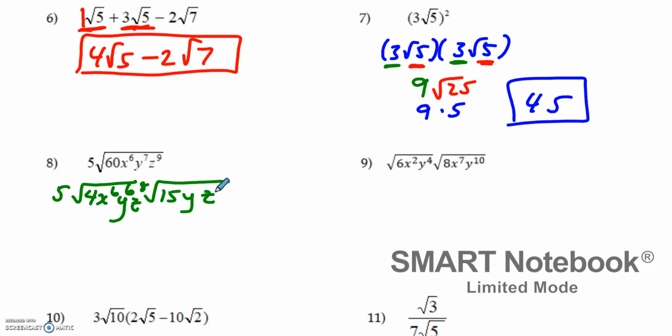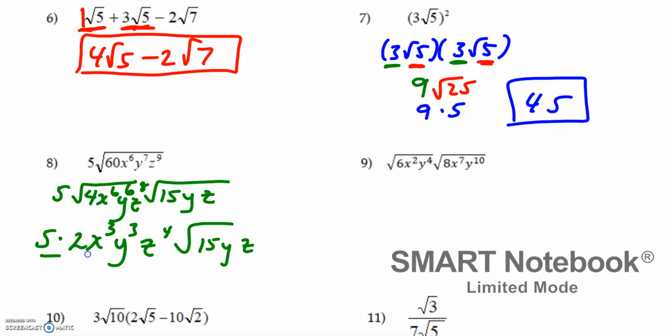So if I simplify this piece, I have 5 in front still. Square root of 4 is 2. Square root of x to the 6th is x cubed. And then y to the 3rd, z to the 4th, root 15yz. Multiply those. My final answer is 10, x to the 3rd, y to the 3rd, z to the 4th, root 15yz.